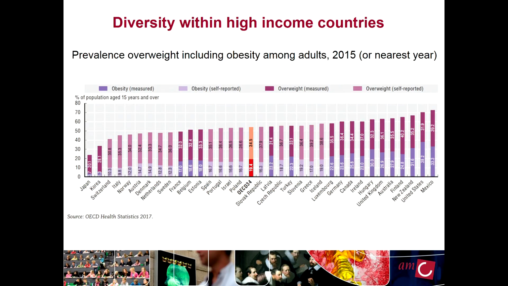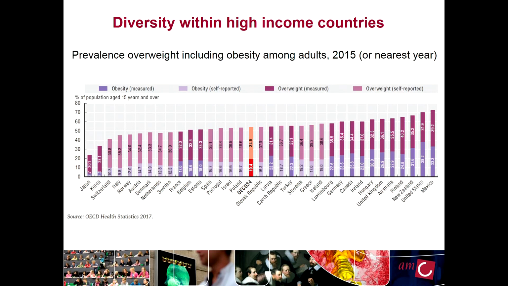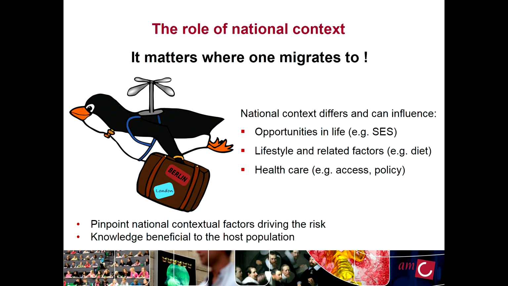However, there's a large difference between high-income countries, as we also saw from the previous speakers, with regards to overweight and obesity prevalence. Here, the US is on the right, with very high overweight and obesity prevalence of about 70%, while the Netherlands, where I just showed you the data from, is much more on the left, with an overweight and obesity prevalence of just under 50%, and even our neighboring country, Germany, is much higher. So this shows the large differences between the European countries. And for migrants, it matters which country they migrate to.